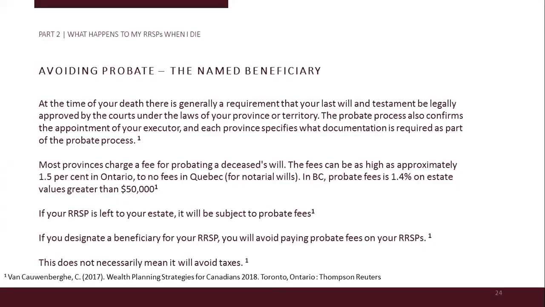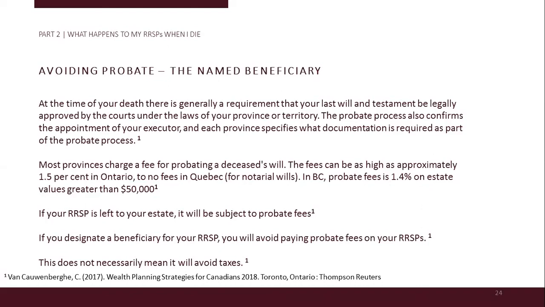At the time of your death, there is generally a requirement that your last will and testament be legally approved by the courts under the laws of your province or territory. The probate process also confirms the appointment of your executor, and each province specifies what documentation is required as part of the probate process. Most provinces charge a fee for probating a deceased's will.